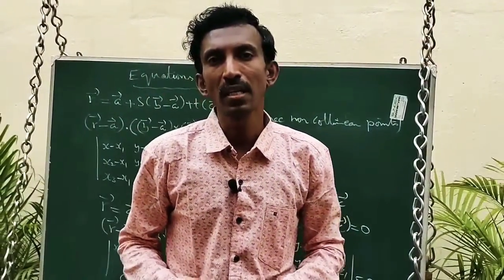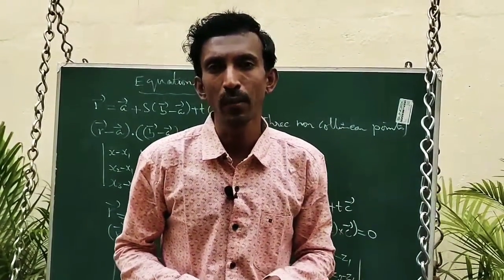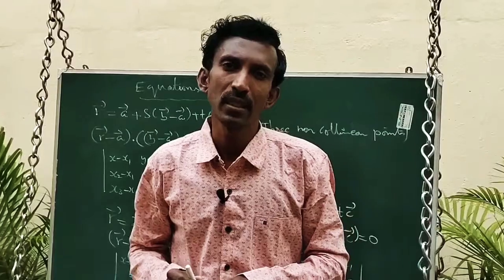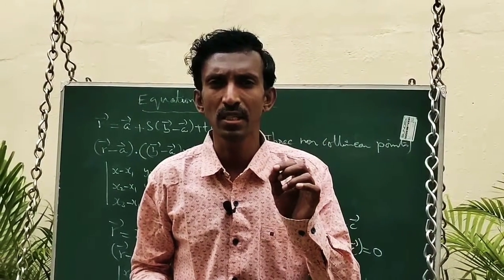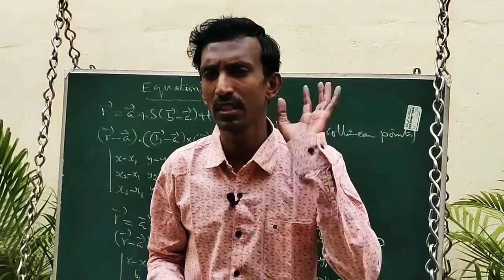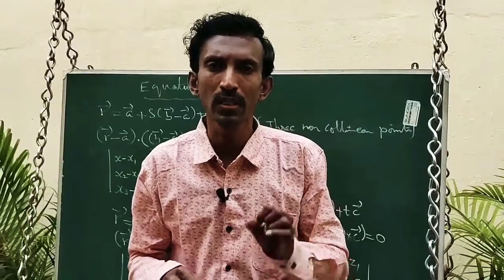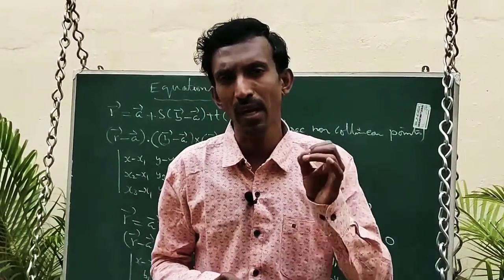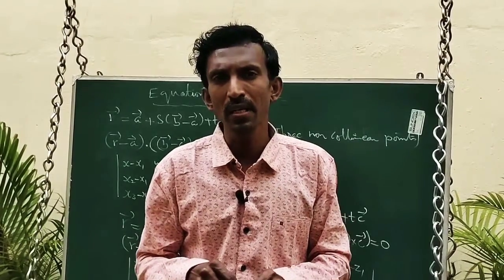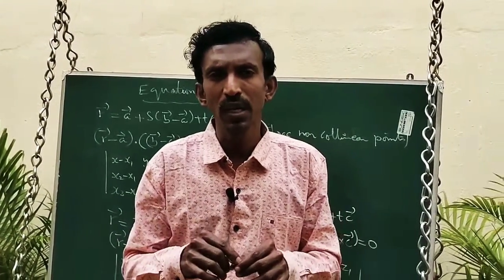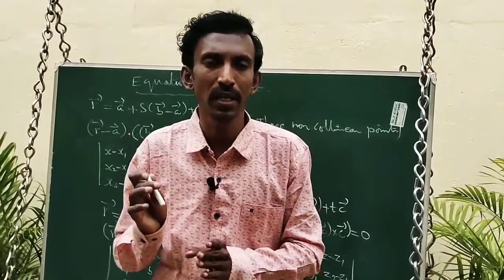In the previous class, we completed only two types of plane equation. The first type is when a normal vector and a perpendicular distance from the origin are given. What is the plane equation? In that we completed two things, the non-parametric vector form and the Cartesian form. Then the second type is the equation of a plane when a normal is given and it passes through a point on the plane. So two types are completed.